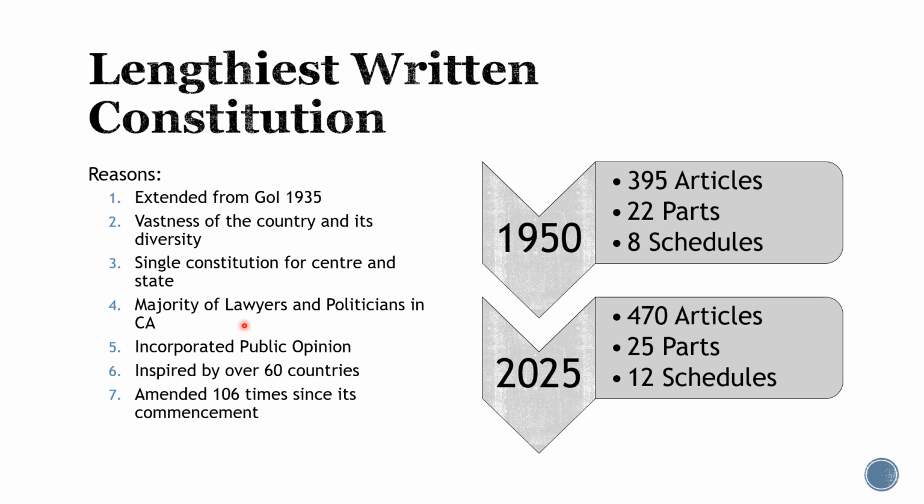So, incorporated public opinion, already talked about this in the vastness of the country, right? And inspired by over 60 countries, amended 106 times since its commencement. So, as we can see, the difference: we had 395 articles in the beginning, and now we have 470, because of all those amendments that took place, and 22 to 25 parts now, 8 schedules to 12 schedules now.